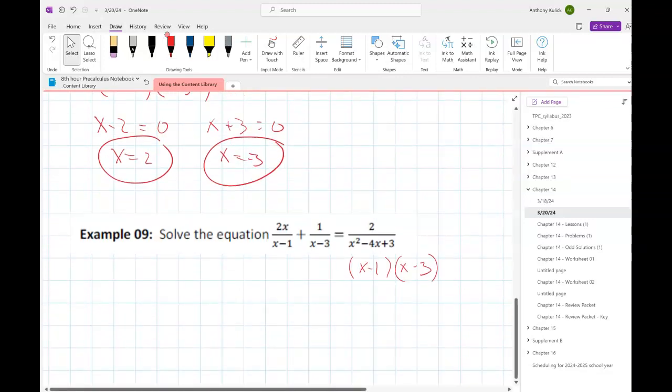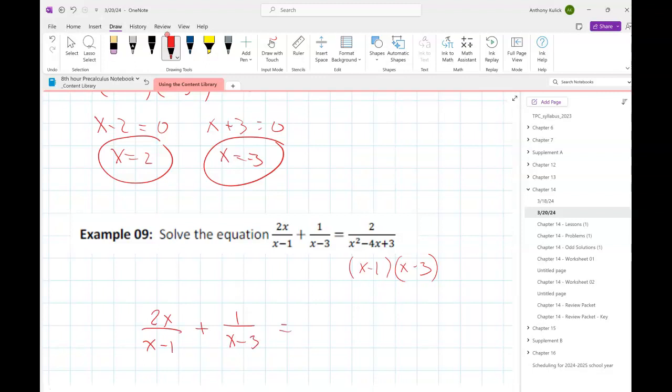So, if I look at those denominators, what is the least common multiple of those denominators? X minus 1 times x minus 3. Excellent. Any questions on how Kate did that? Okay. So again, I'm going to treat x minus 1 times x minus 3 as one thing.